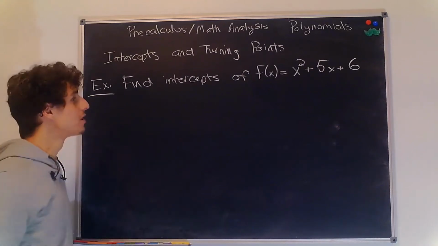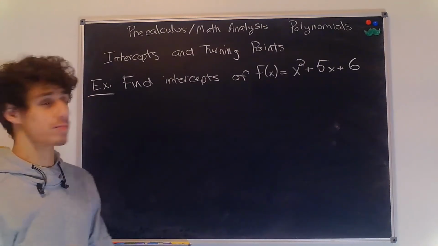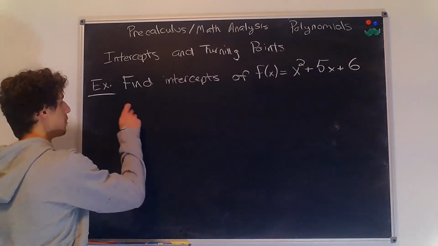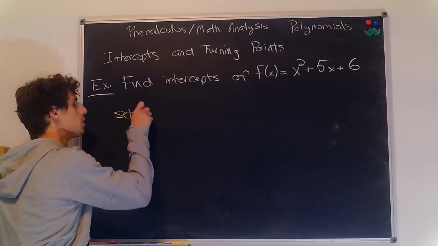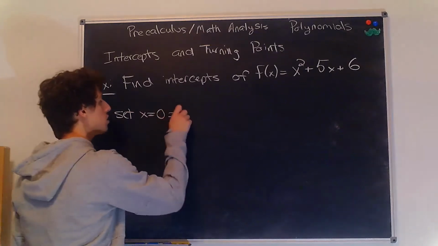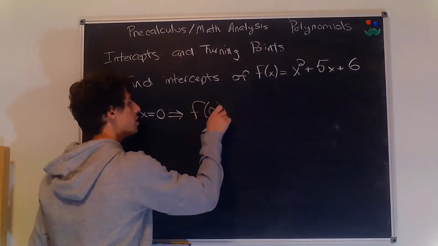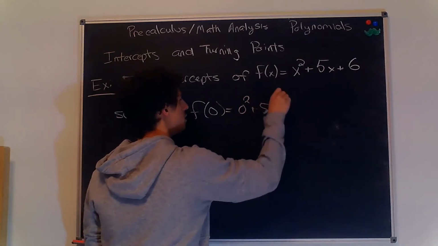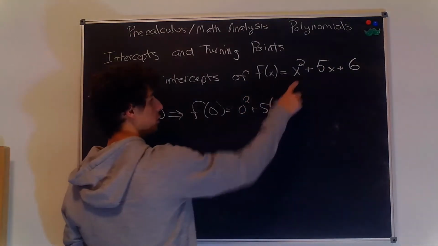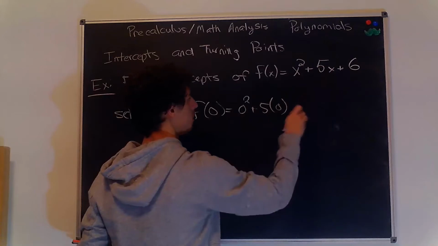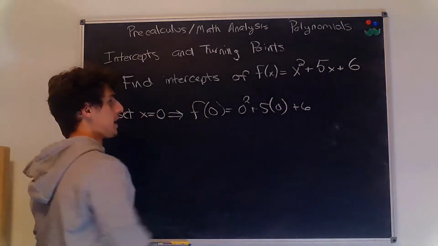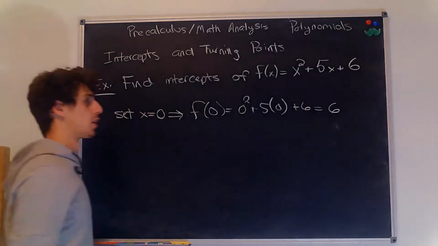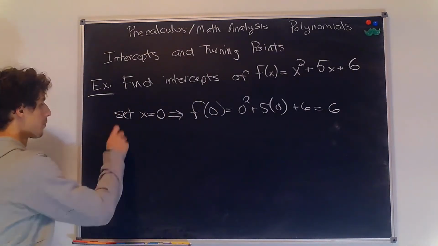Okay, so now we have this function x squared plus 5x plus 6 that we want to find the intercepts of. To find the y-intercept, we can do the same thing. Just set x equal to 0 and solve. So that gives us f of 0 equals 0 squared plus 5 times 0, by plugging in 0 into here and 0 into this x here. We still have this plus 6, but then this is going to be 0 plus 0 plus 6. So that gives us 6 as our y-intercept here.